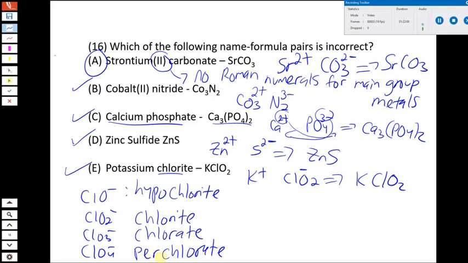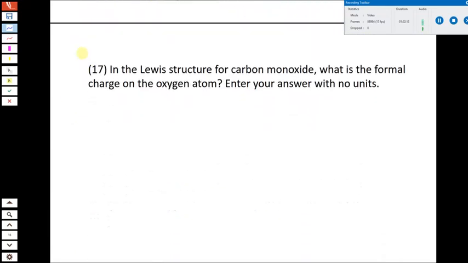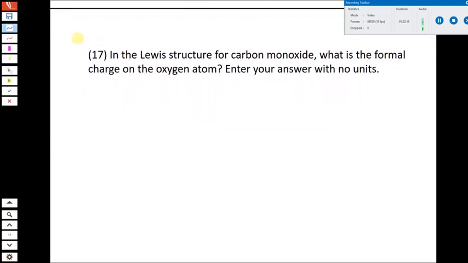All right, other questions? All right, just a few more now. Now we're getting into Lewis structures. There's likely, I would say, probably 2 or so questions on Lewis structures. The breakdown can be slightly different for different people.